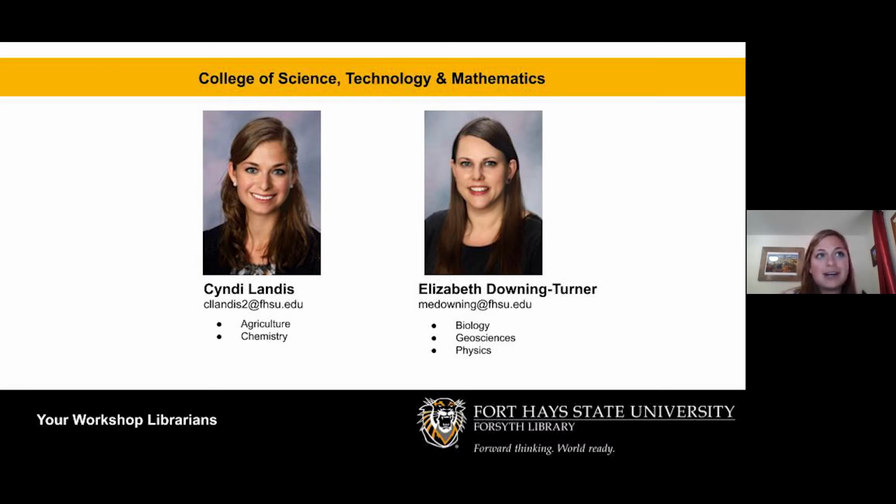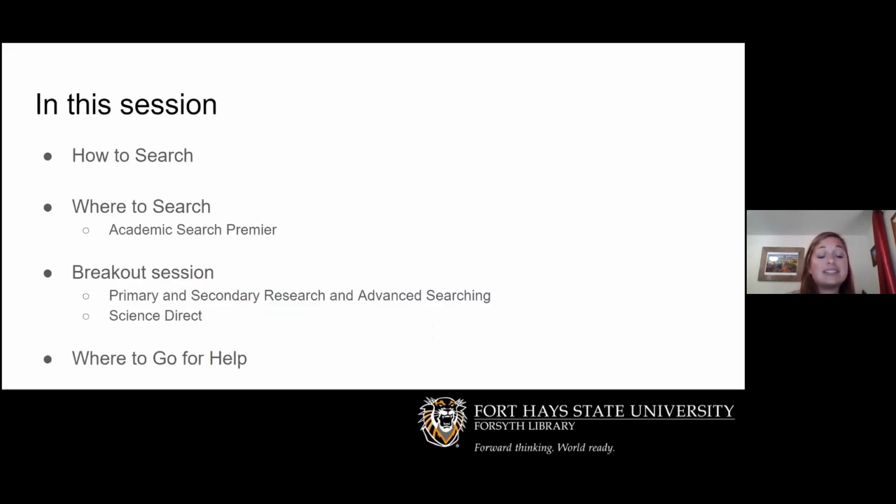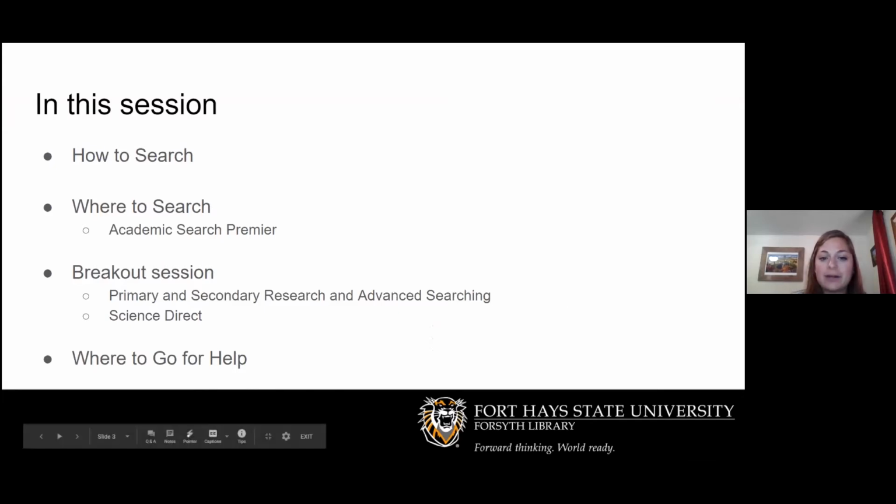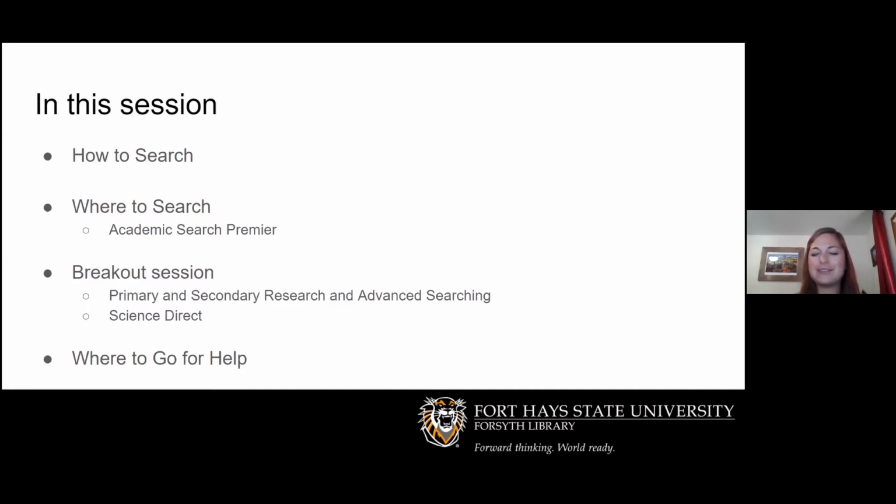So we're here to talk about some of the different science resources that we have at Forsyth Library. And in this session in particular, we're going to cover how to search, where to search, and we're going to look all together in this one group at Academic Search Premier, which is an interdisciplinary database, one of the databases that we often refer people to. It's likely that you'll find something on your topic within that database because it's really vast and has quite a bit of resources within it.